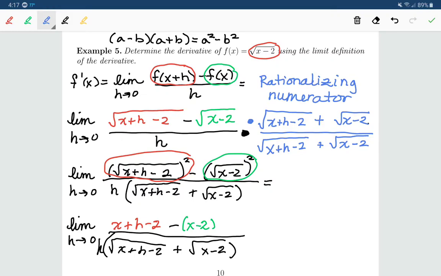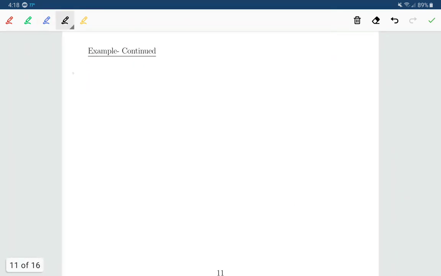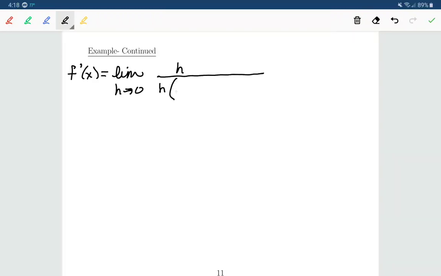So we have some canceling that can occur. This is going to be x plus h minus 2, now distributing your negative through, minus x plus 2. So these will cancel and the 2's will cancel, and we're left with just h. So right now we're at f prime of x is equal to the limit as h approaches 0 of just h over h, and don't forget your parentheses, times the square root of x plus h minus 2 plus the square root of x minus 2.